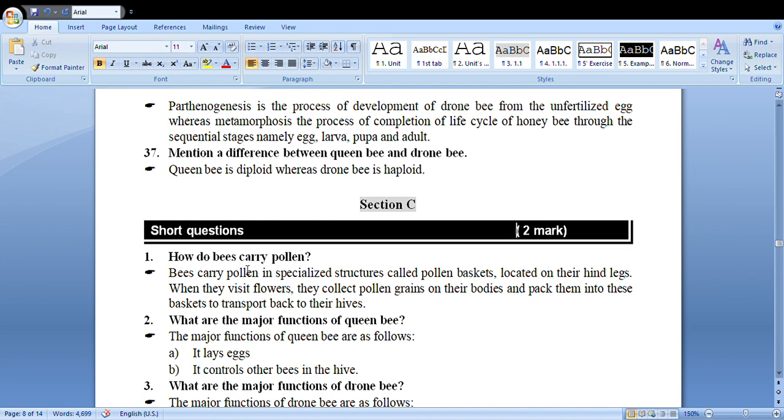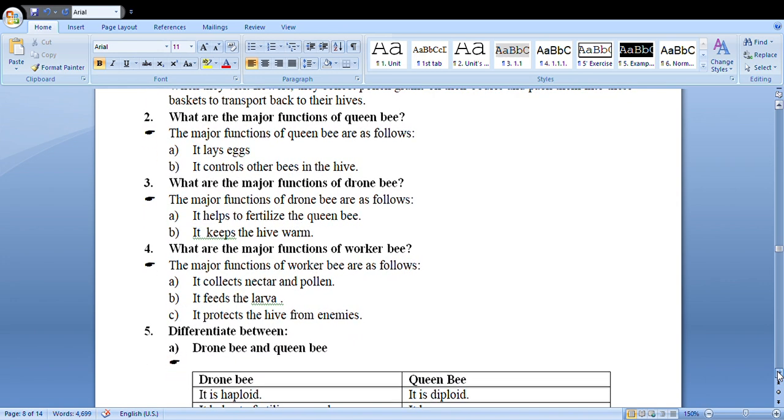How do bees carry pollen? Bees carry pollen in a specialized structure called pollen baskets located on their hind limbs, back legs. When they visit flower, they collect pollen grains on their bodies and pack them into this basket to transport back to their hives.